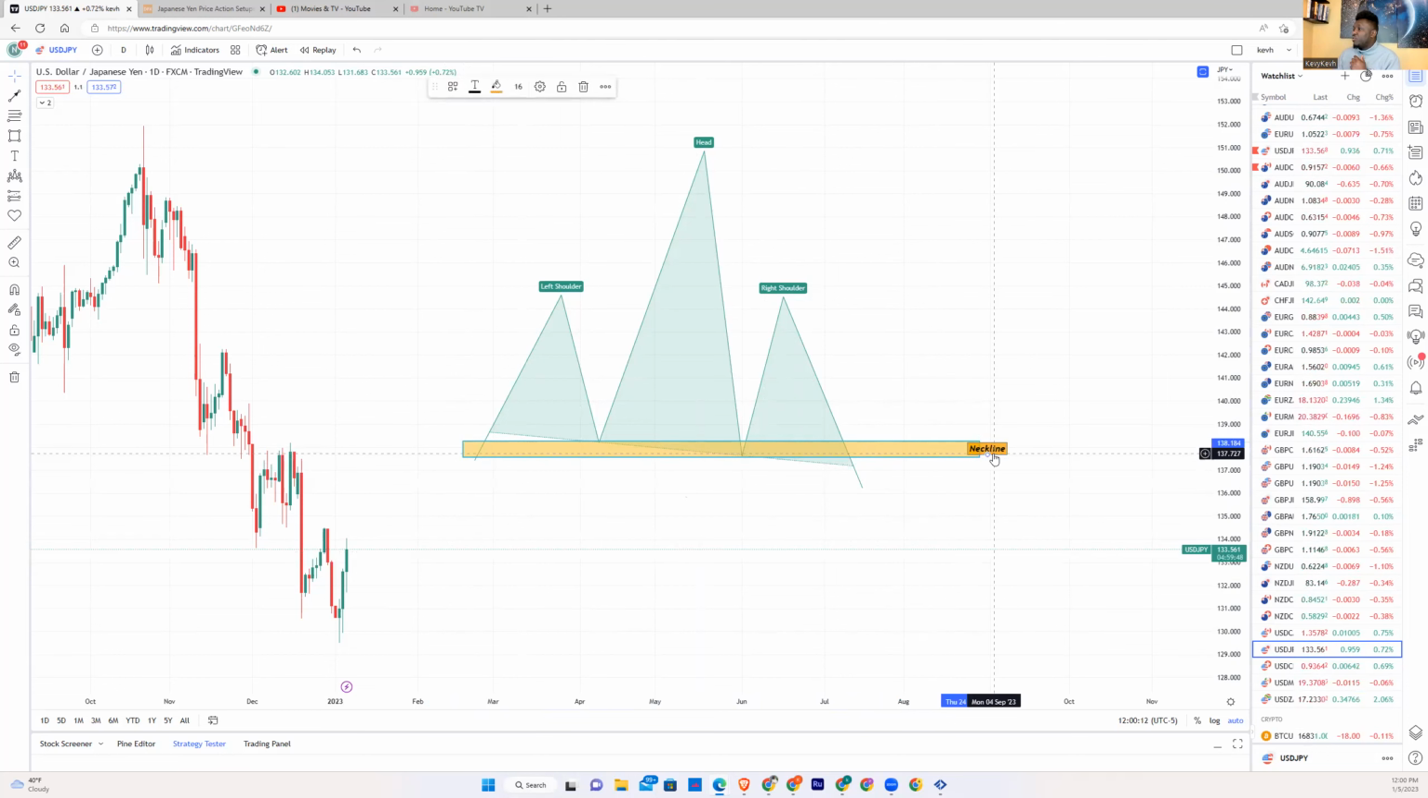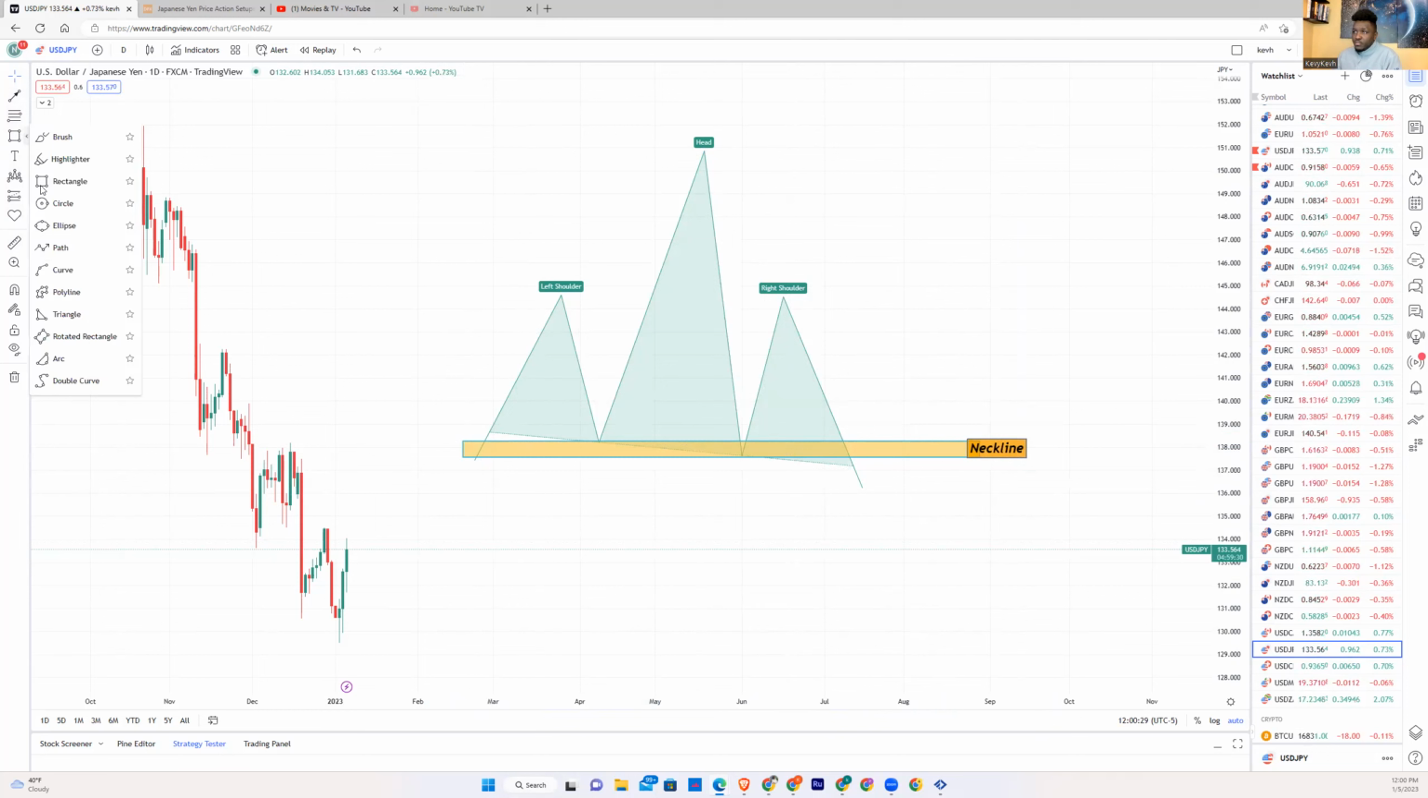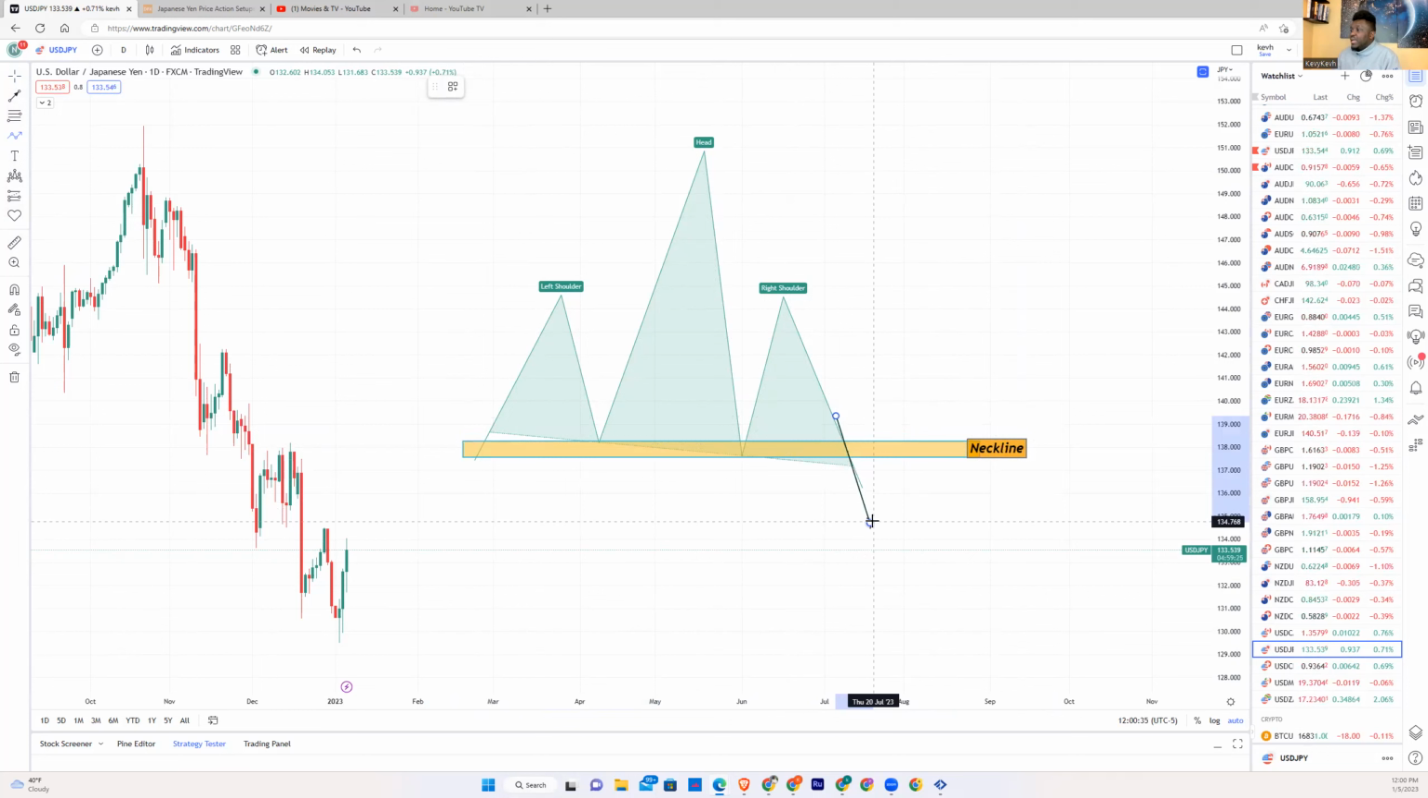The neckline will be important to us for a couple of reasons. It's going to show you where the market is likely to make a reversal, and this is where you are going to catch your trades. So after the market has broken the neckline, you want to wait for this pullback. And this is how I trade. You wait for the pullback, and then this is going to be your entry.